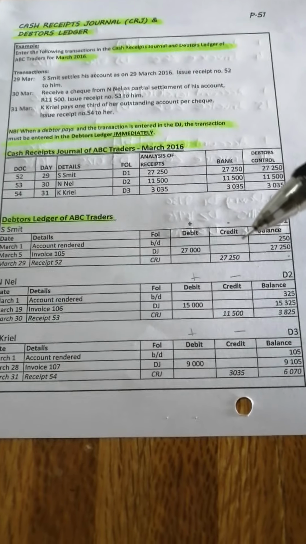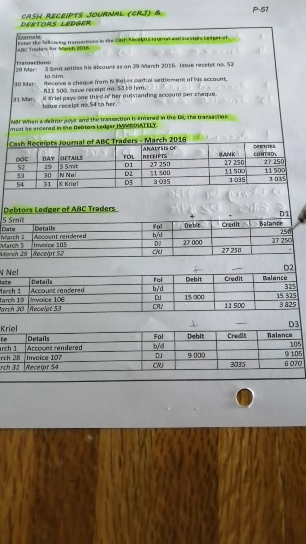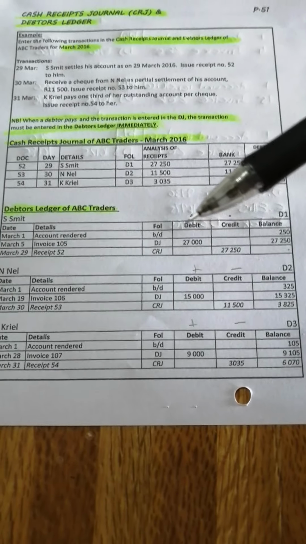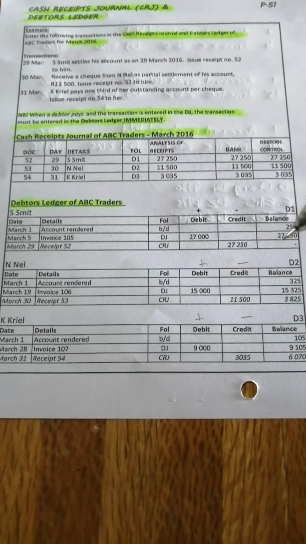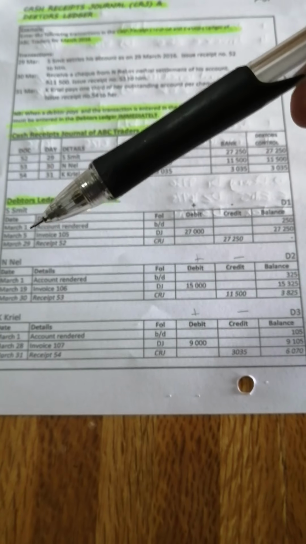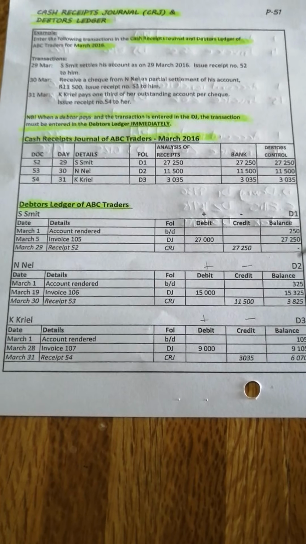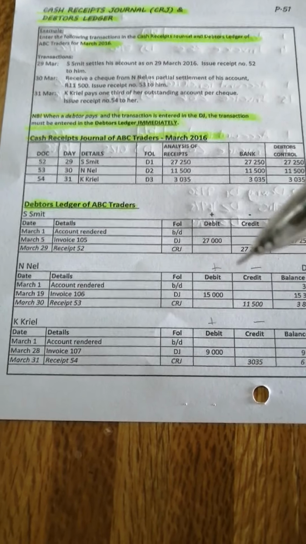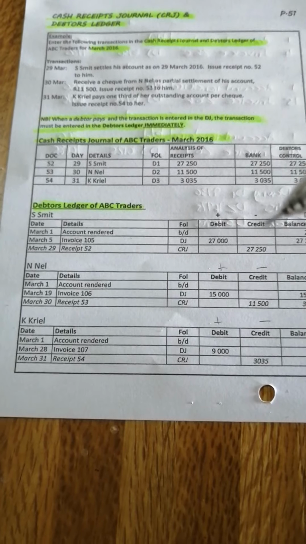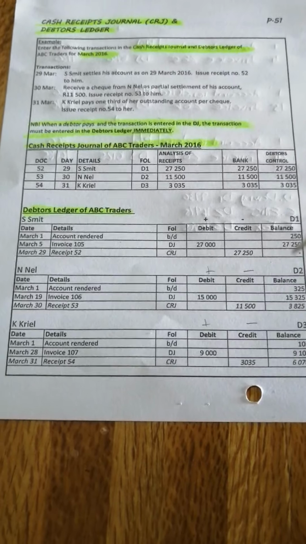Now let's go and look at Smith. He previously owed us 250 rand. Then we sold to him on credit for 27,000, so it increases. That means your balance increases to 27,250. But now in March, remember the adjustment said he wants to pay his total debt. So it's going to be receipt 52, CRJ, and he owed us 27,250. He's going to pay 27,250. We put it on the credit side or the minus side. So how much does he owe us? 27,250 minus 27,250 gives me 0.